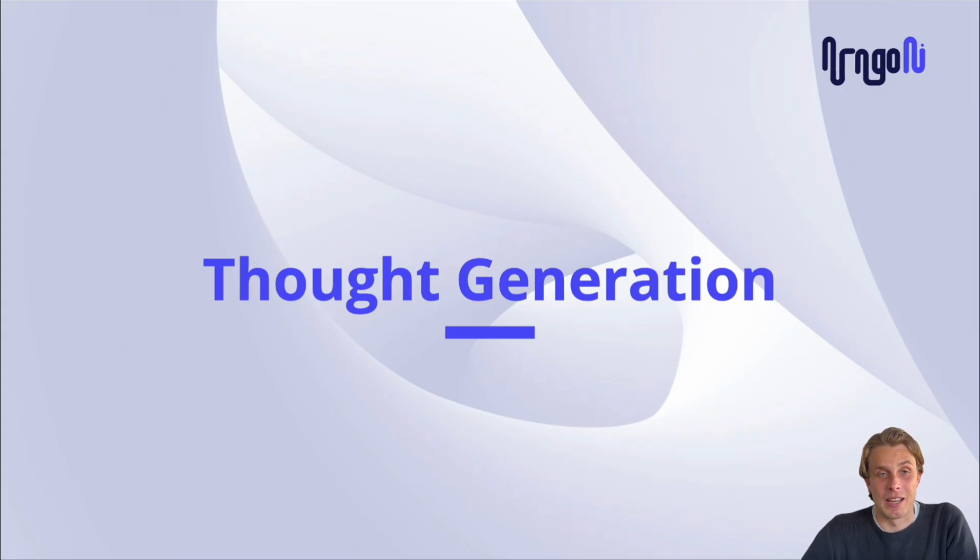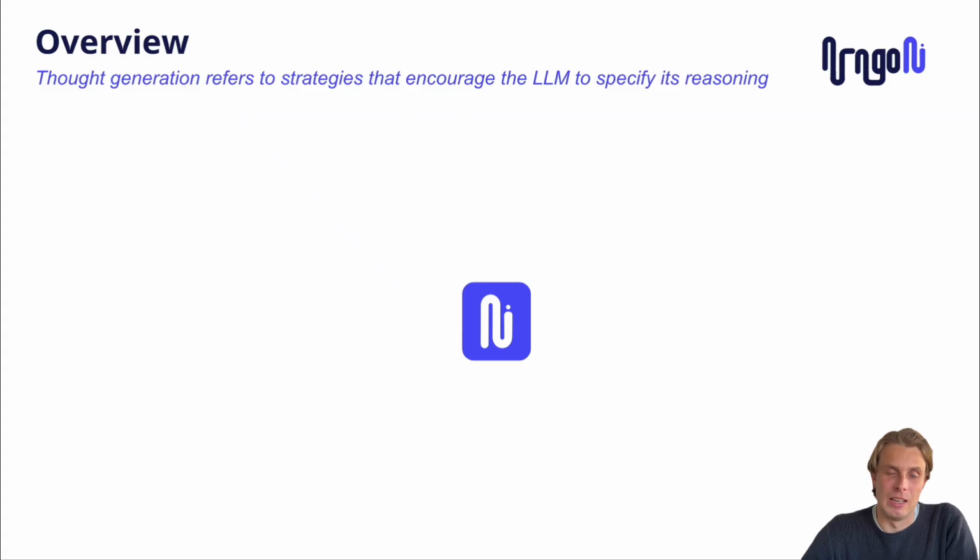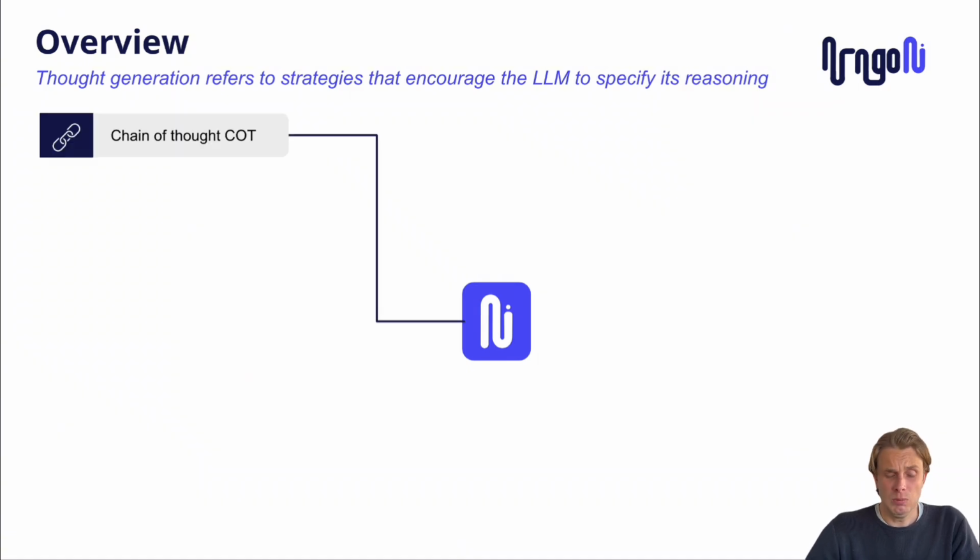Okay, now let's speak about the topic of thought generation. A lot of the techniques here have actually gained a lot of popularity. The whole idea around thought generation is basically coming up with techniques that induce the large language model to specify its reasoning. And the idea is that specifying its reasoning is associated with better performance as opposed to just directly outputting an answer. So one of the most popular techniques, and one that a lot of later techniques build on, is chain of thought. We'll speak about that.